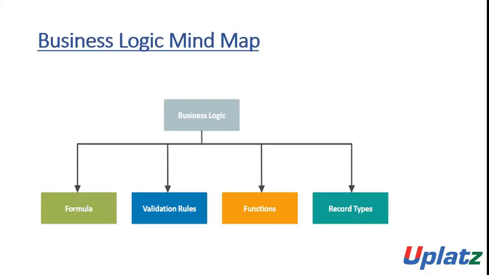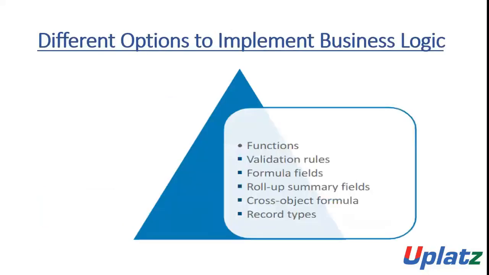Other than formula fields, there are validation rules, and we have functions and record types. In today's module, we will be talking about formula fields, and in our later modules we will cover the rest of the things. We have functions, validation rules, formula fields, the roll-up summary field, cross-object formula, and record types.